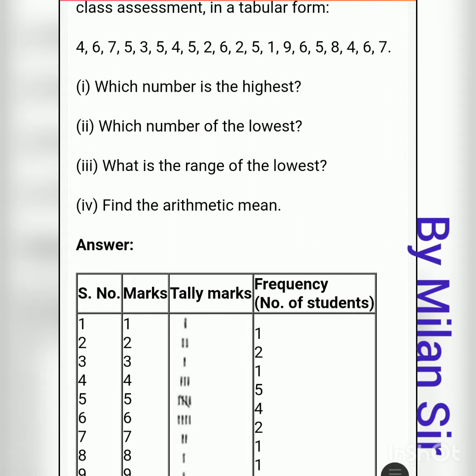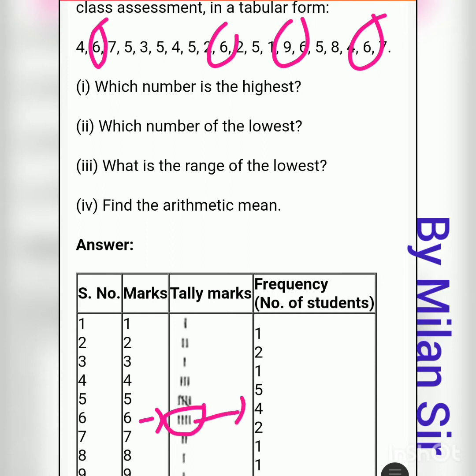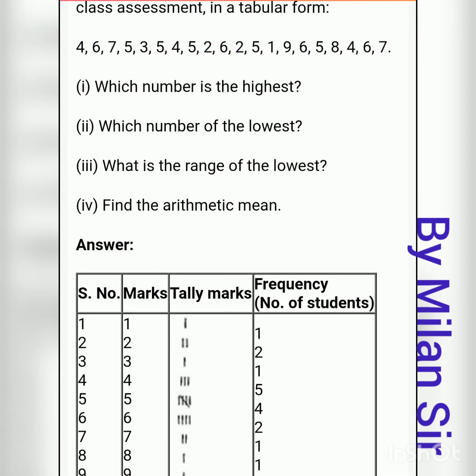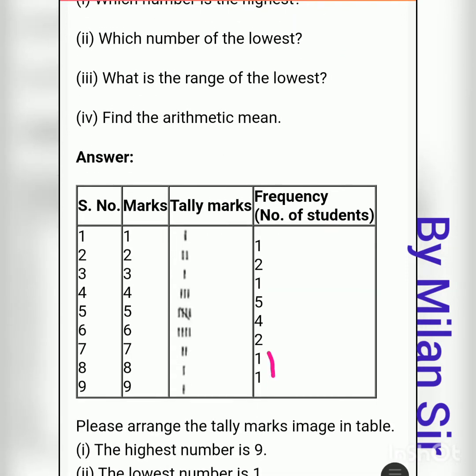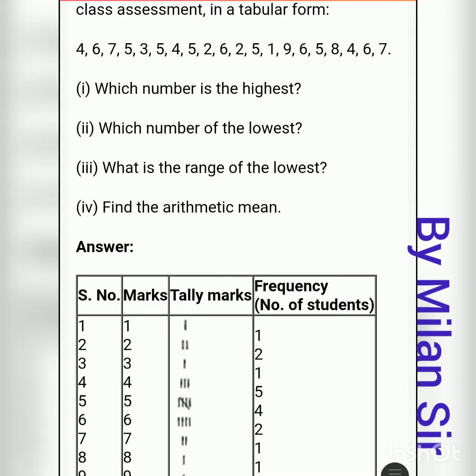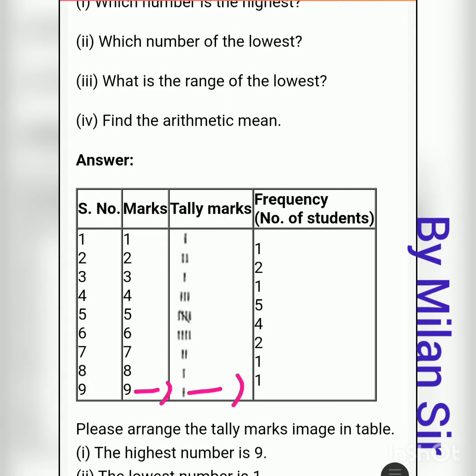After this, 6: 1 time, 2 times, 3 times, and 4 times. Total 4 times we have 6, so in Roman numerals 4 and integer number 4. After that 7 comes 2 times, so here we write 2 and integer 2. For 8 we have only one time, so 1. And 9 we have only one time here, so 1.